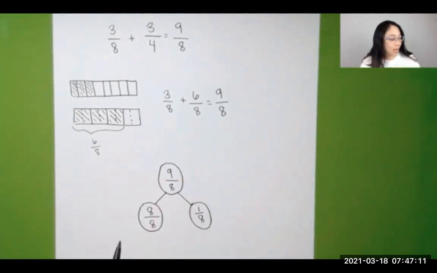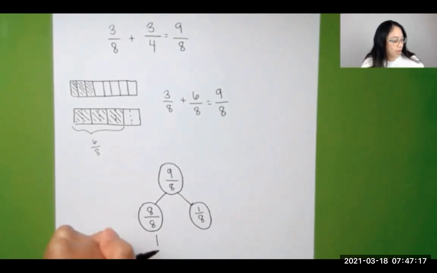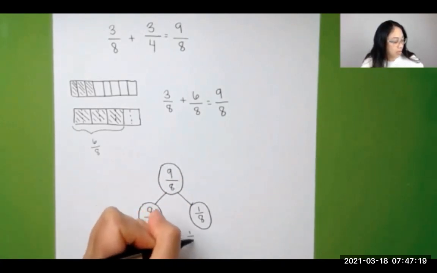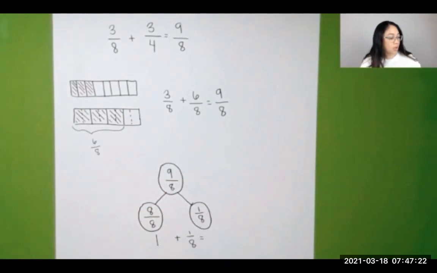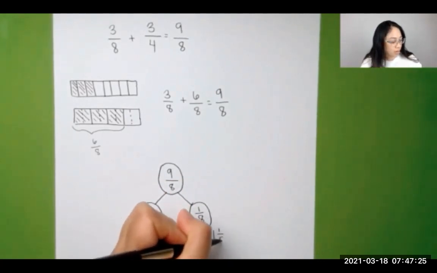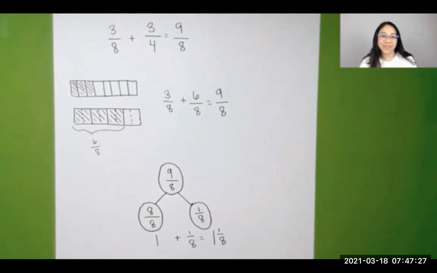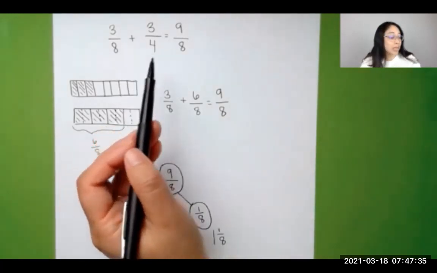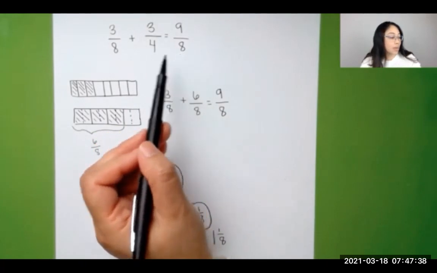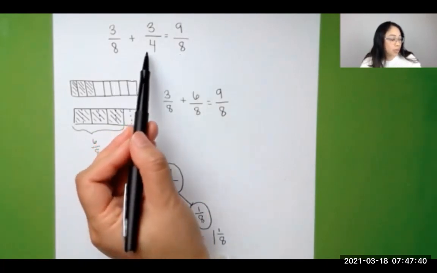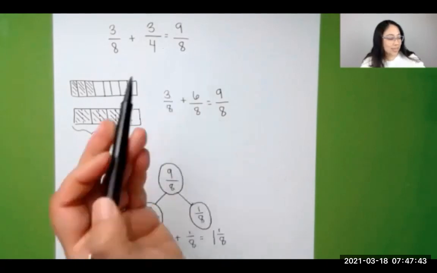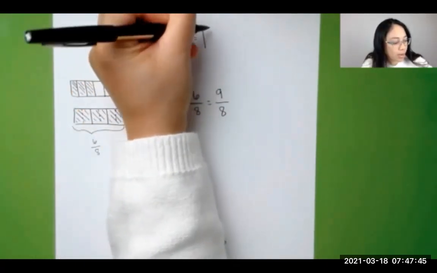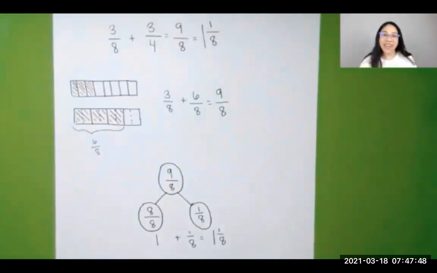We know that 8/8 equals 1. So 1 plus 1/8 equals 1 and 1/8. Let's return to our complete number sentence up here to show the mixed number that's equivalent to 9/8. 3/8 plus 3/4 equals 9/8, which equals 1 and 1/8.